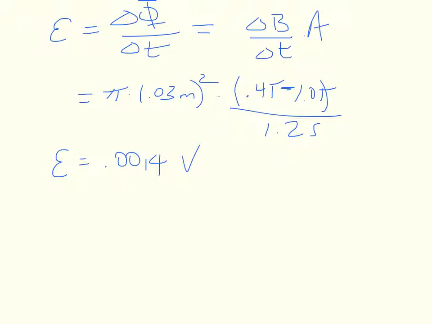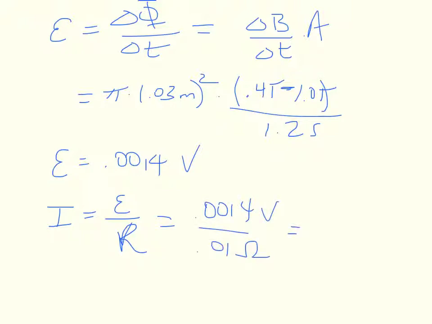So that is the induced EMF. I believe the problem was asking for the current. And obviously the other specification of the bracelet was its resistance of 0.01 ohms. So current is voltage divided by resistance, or the EMF over the resistance. And so dividing that by 0.01 ohms will give you 0.14 amps. So 140 milliamps will be flowing through this bracelet in the clockwise direction as a result of the changing magnetic field and the changing flux through that bracelet.